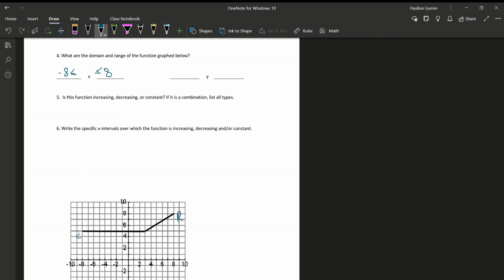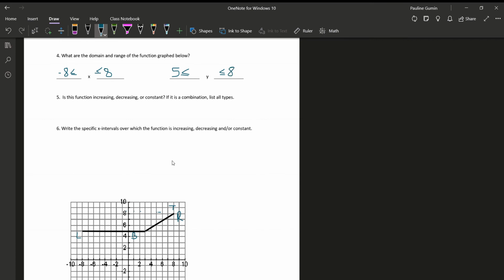Okay, y's, our range is going from the bottom to the top. So the lowest my graph goes is over here, and that looks like 5. So let's write the 5. And the top, this is the highest that it goes. That is +8.